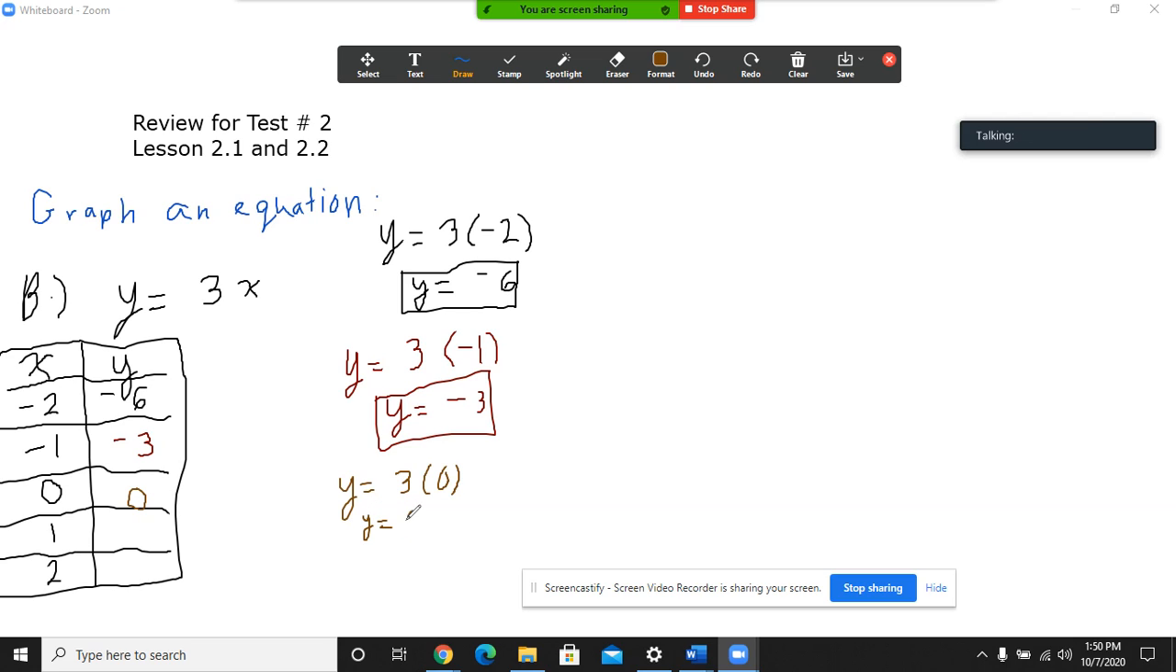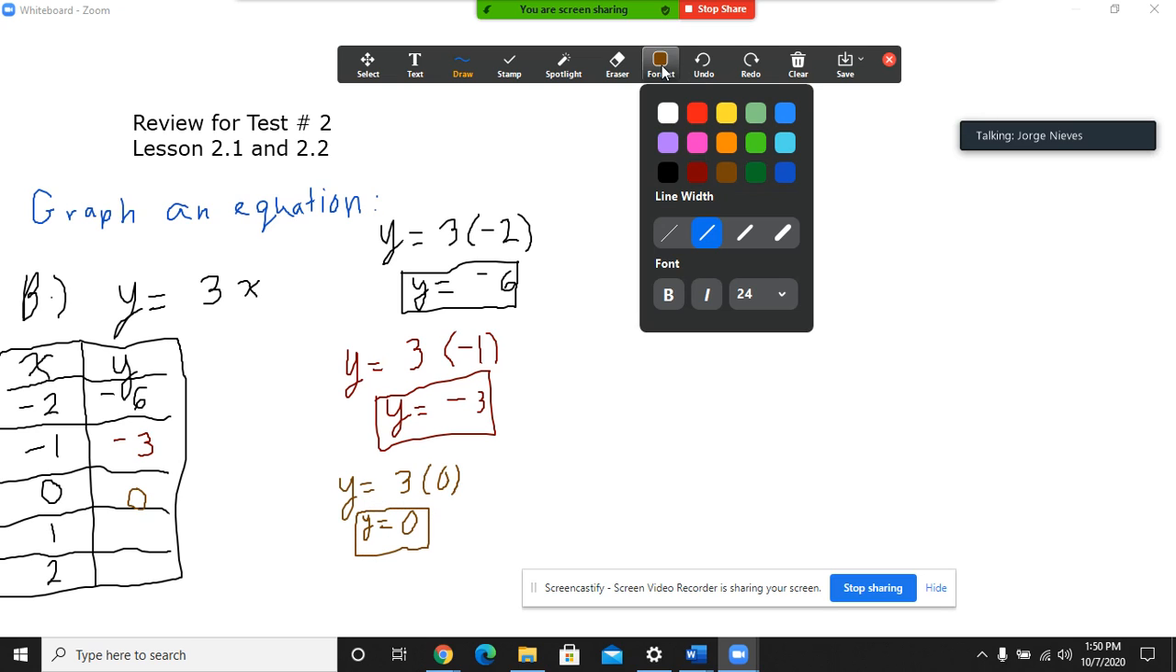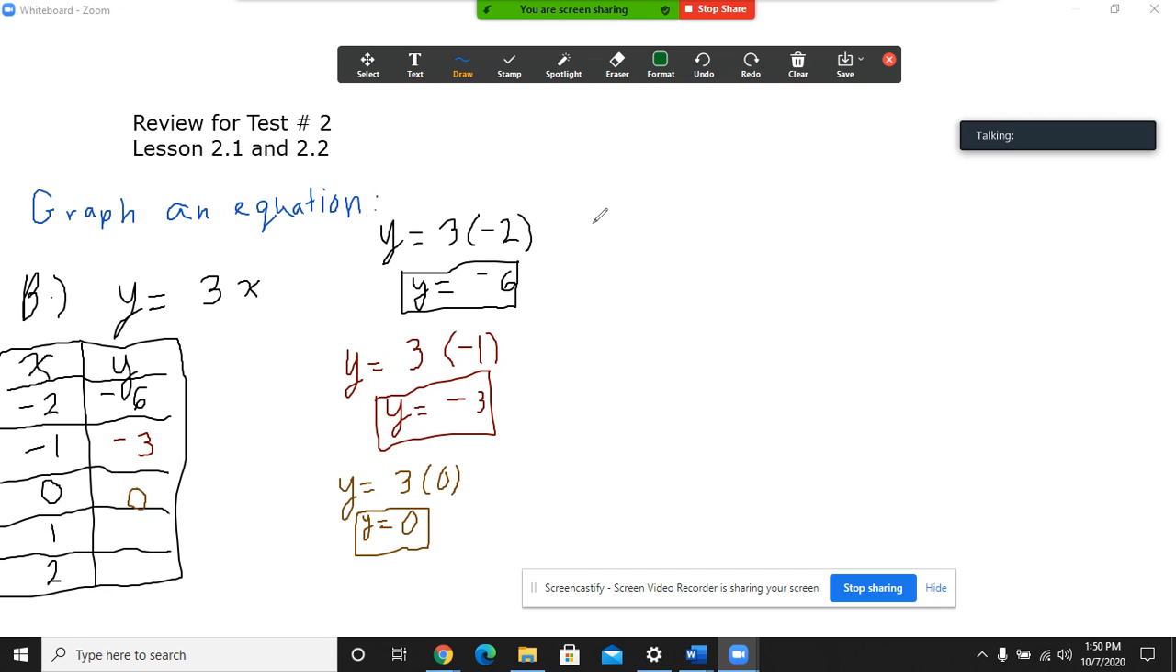Okay? And we also can see that when x equals 1, this is going to happen. So it's going to be y equals 3 times 1. So, well, y has a value of 3. Okay? And the last one, ¿se da cuenta de un patrón?